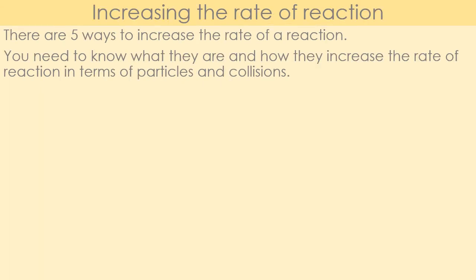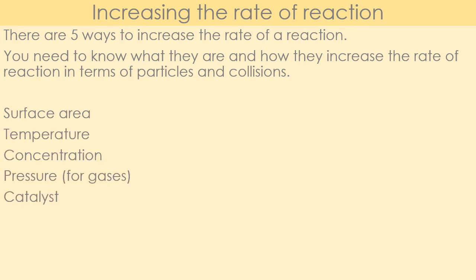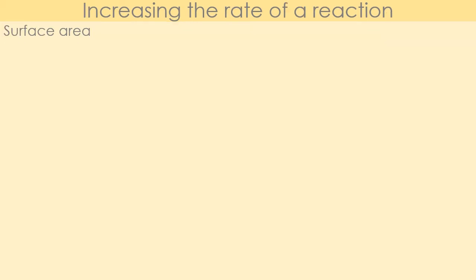Now we've got 5 ways that will increase the rate of reaction, and we need to know what they are and how they increase the rate of reaction in terms of particles and collisions. Now these answers are all fairly similar to each other because we're talking about the numbers of particles and how they move and how they collide. Now our 5 ways we've got are surface area, temperature, concentration, pressure, which is for gases, and the use of a catalyst, which is a bit of a different one.